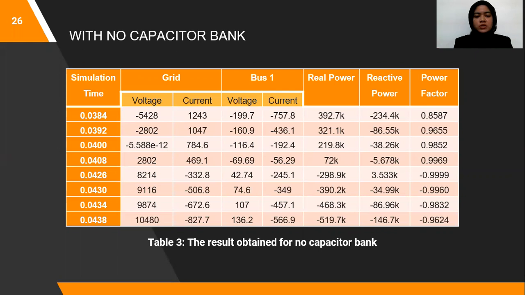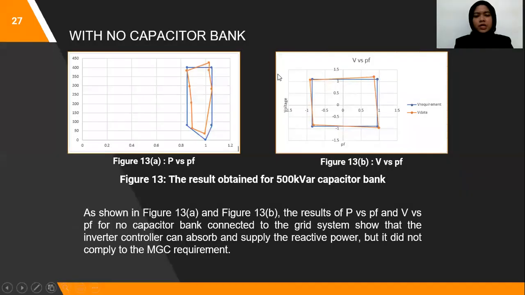So table 3 shows the result with no capacitor bank. This is the result of voltage and current at the grid. Second is the result of voltage and current at bus 1, and the result of real power, reactive power, and power factor. Below are the result that I have obtained.